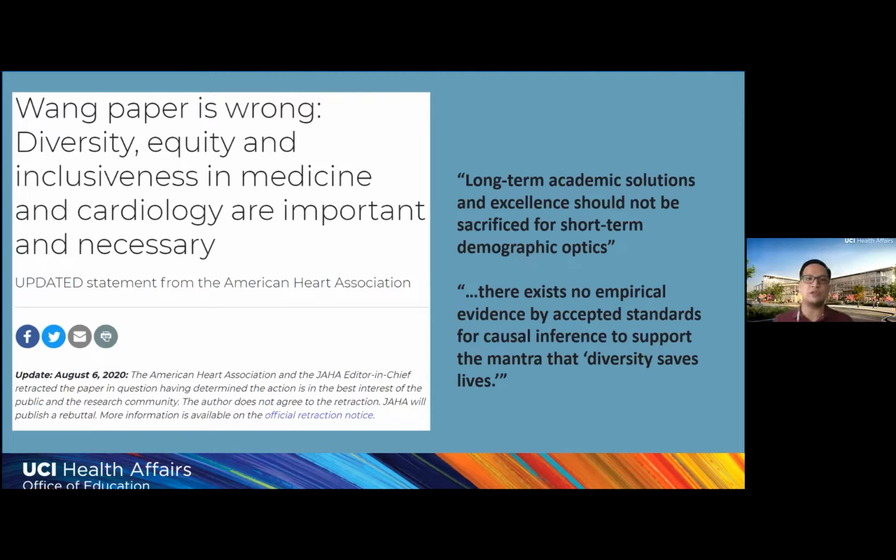Another quote from the article is that there exists no empirical evidence by accepted standards for causal inference to support the mantra that diversity saves lives. So again, in this case, not only did this person write this, but it also went through some level of review, since it was a white paper, right?